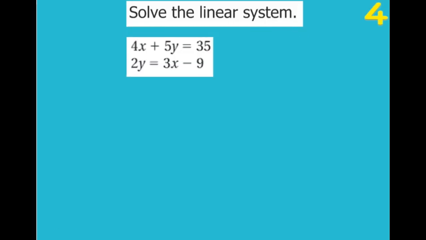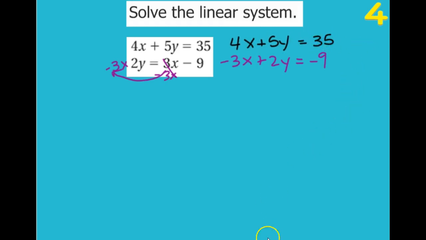Alright, this one's similar. We need to get x and y on the same side. The second one is not set up nicely, so I'm going to move this over to the other side by subtracting 3x. So we have negative 3x plus 2y equal to a negative 9. Top equation stays the same. 4x plus 5y equal to 35.